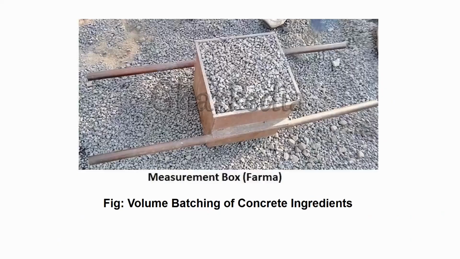You can see a figure here. This figure is of a farma. Okay, so this is called a farma or measurement box. In this farma, you can take the ingredient. Okay, two long handles will be there, and four people can handle it to transport it from one place to another place. So this is called volumetric batching.